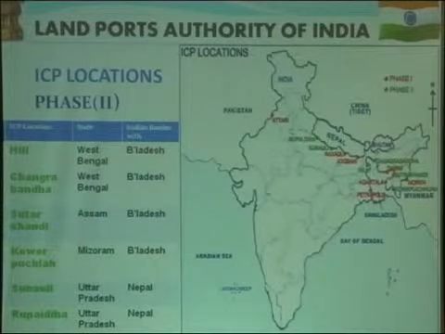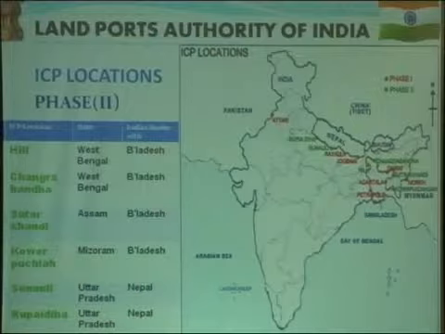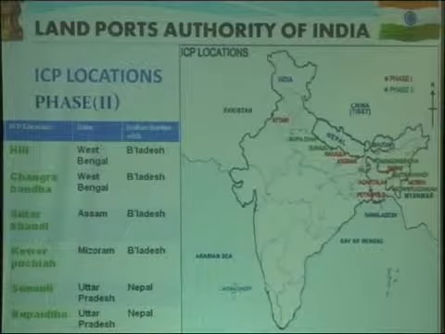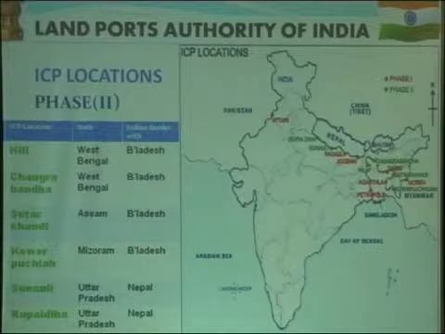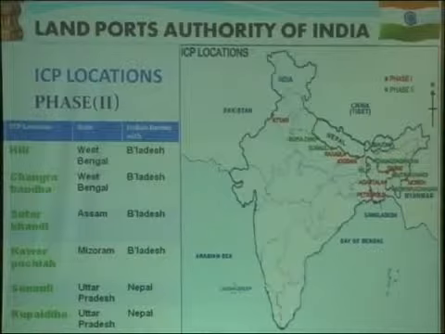The ICPs, as I mentioned to you, are going to be set up in the second phase also. These are at Hili, West Bengal, Changrabandha, West Bengal, on the Bangladesh border, Sutarkandi. Incidentally, Sutarkandi happens to be on that Kunming-Kolkata route itself. Then Kawarpuchia in Bangladesh, Sunauli and Rupaidiha, which are again with Nepal. Out of these, Changrabandha is the one which provides corridor connectivity for the transit goods between Bhutan and Bangladesh. In Bangladesh, the place is called Burimari.